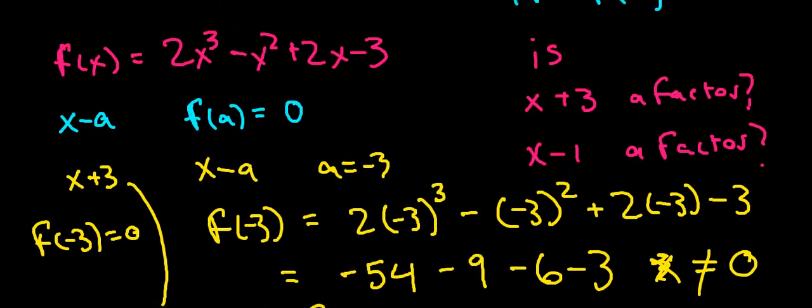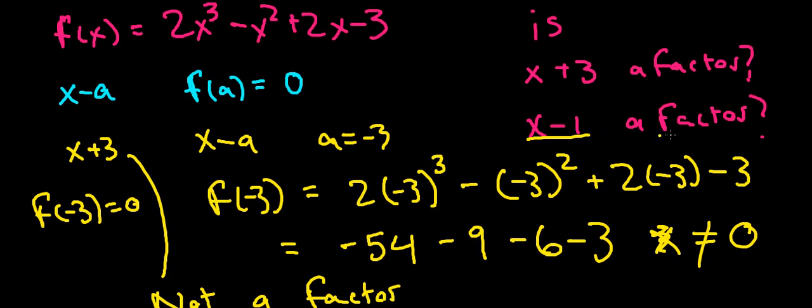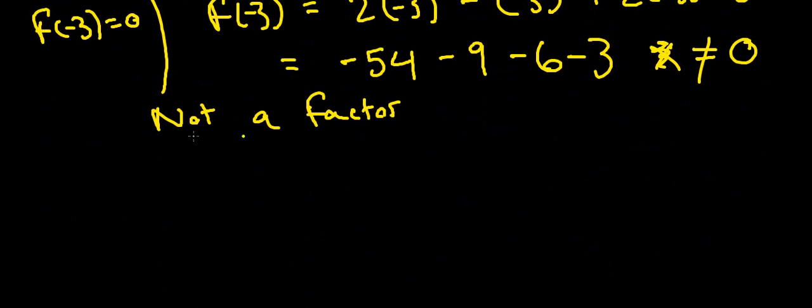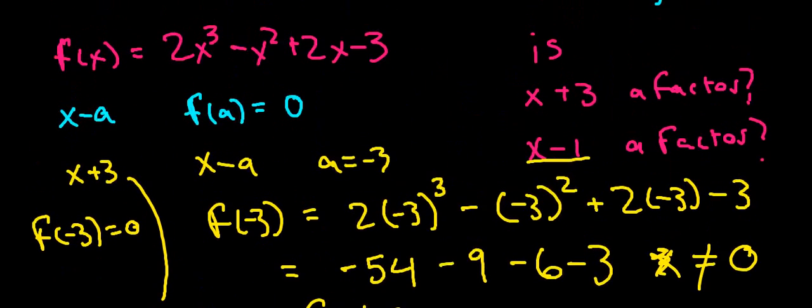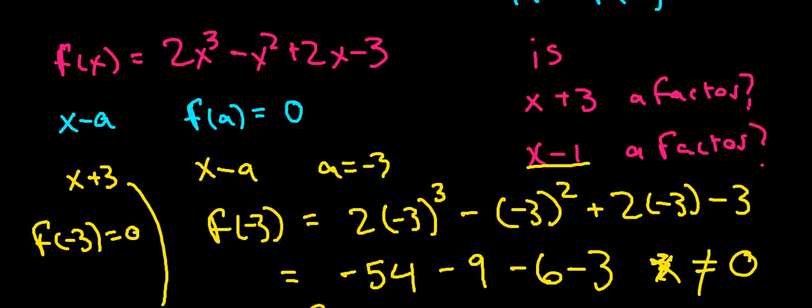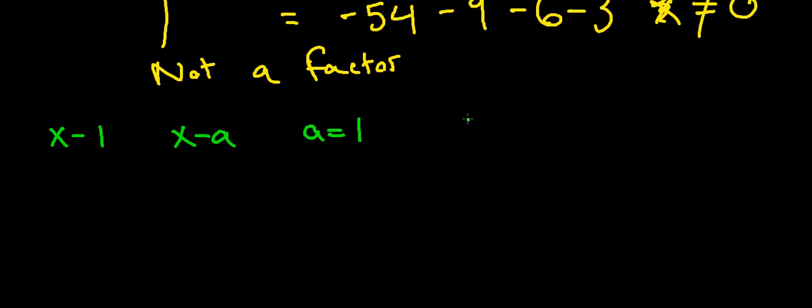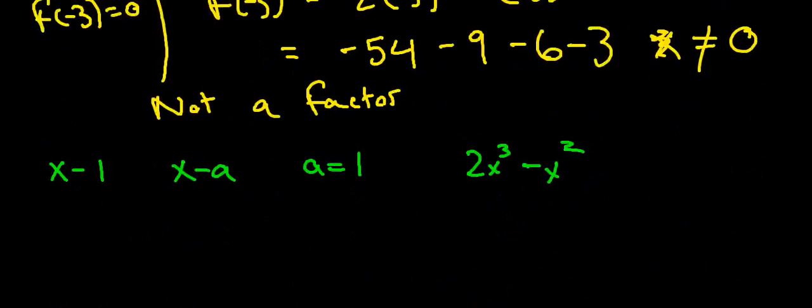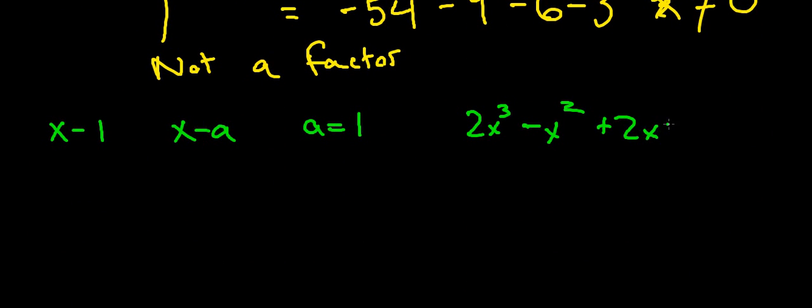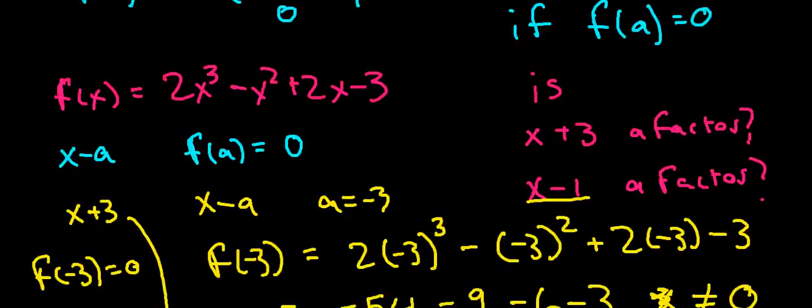But let's look up again, and we also want to know, is x minus 1 a factor? It's in the form of x minus a, so our a is equal to 1. And our equation is 2x cubed minus x squared plus 2x minus 3, so let's write that out again. 2x cubed minus x squared, and what else do we have? Oh yeah, plus 2x, no, minus 3.